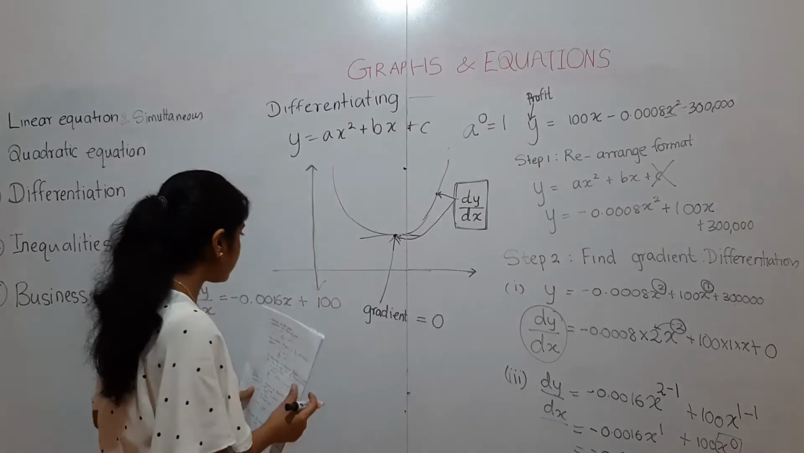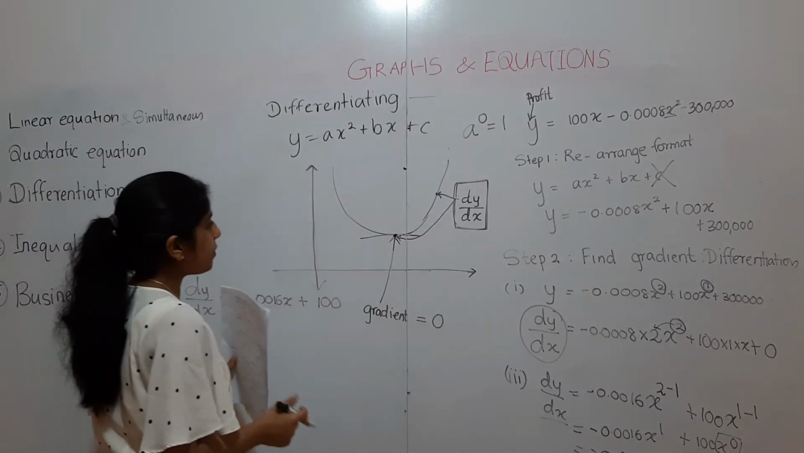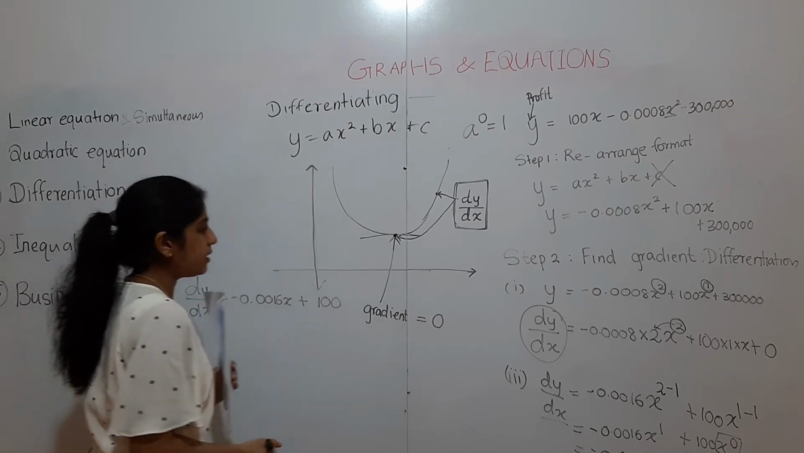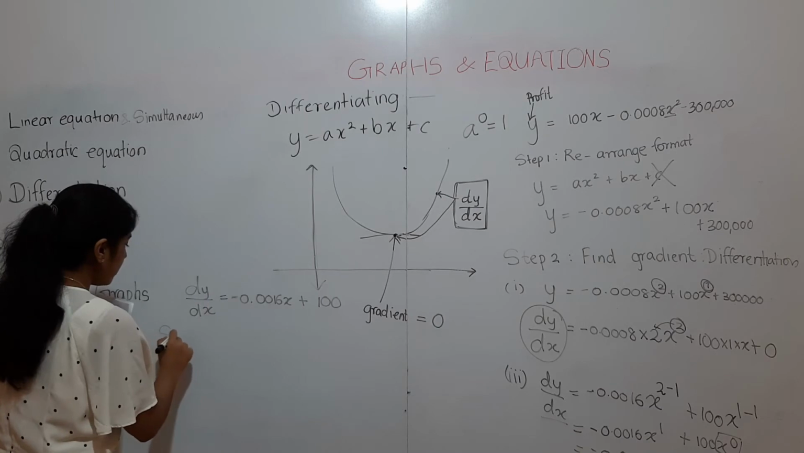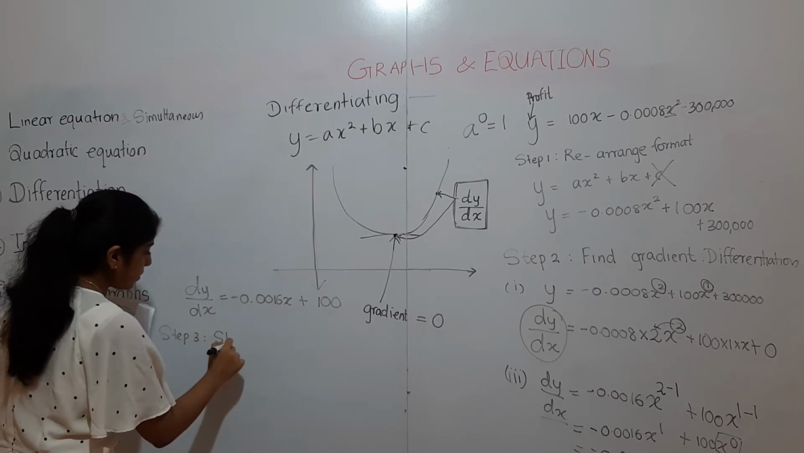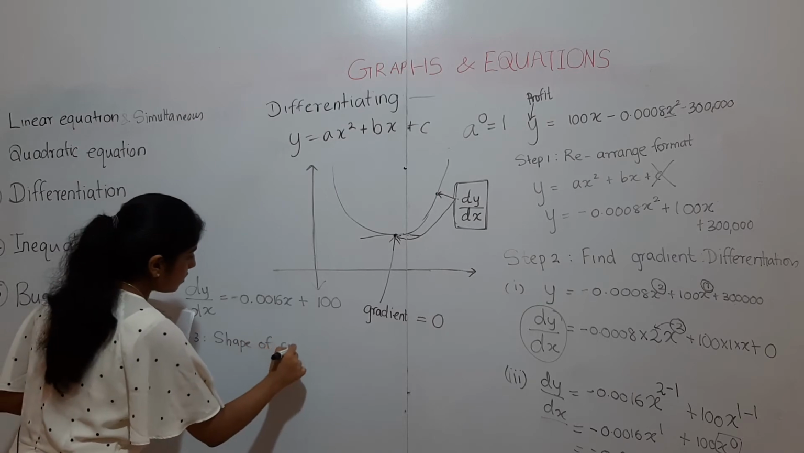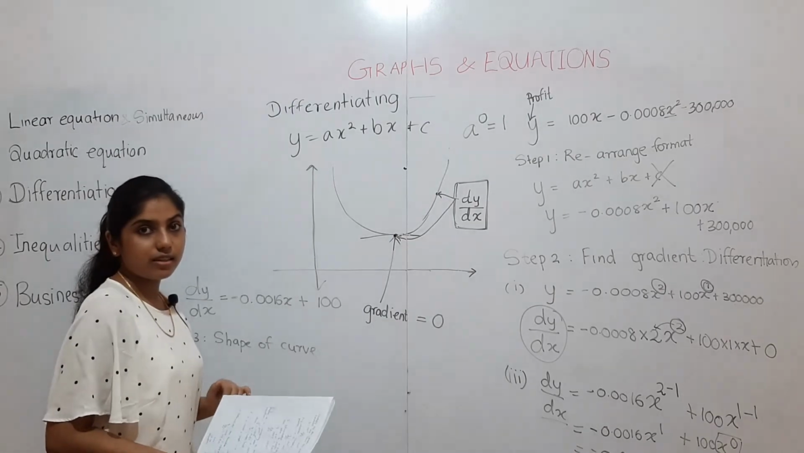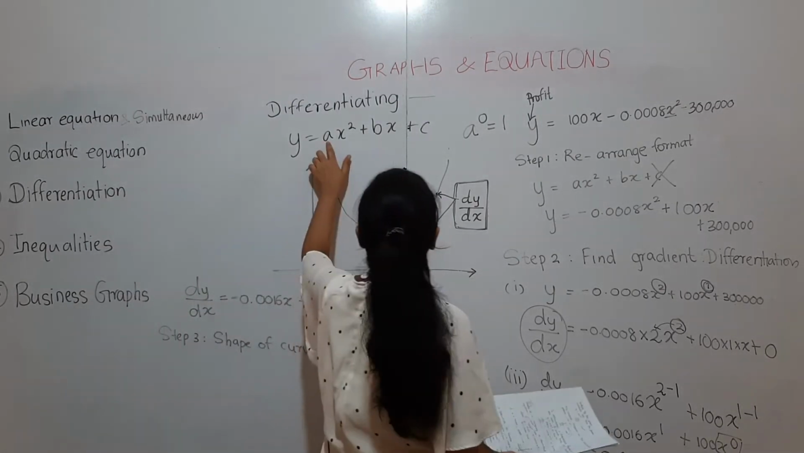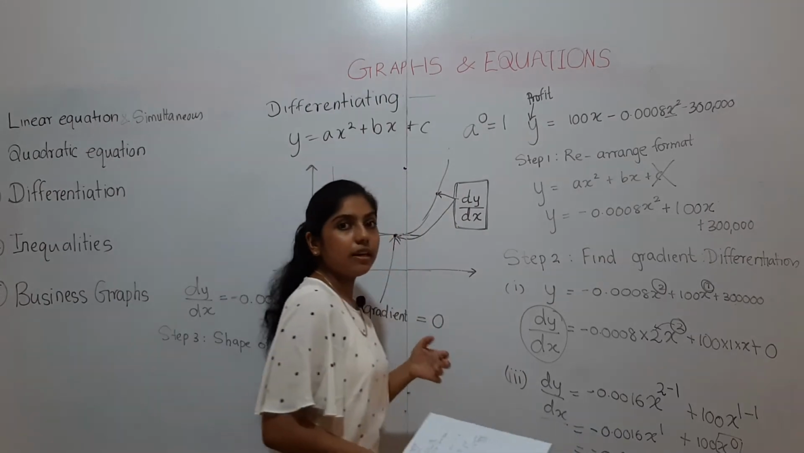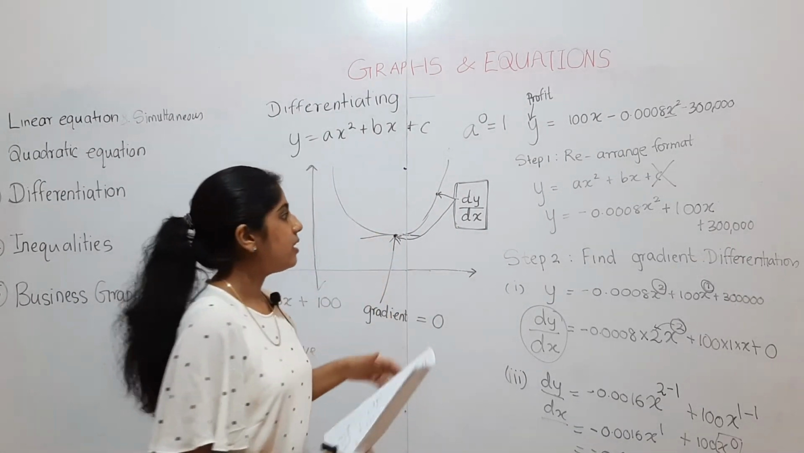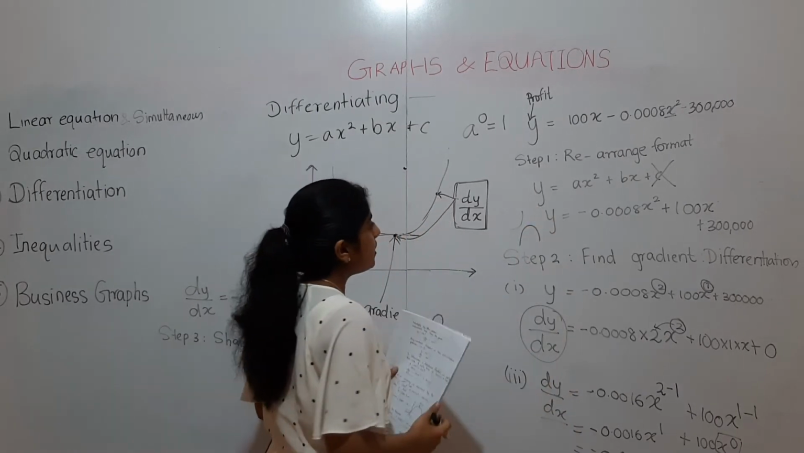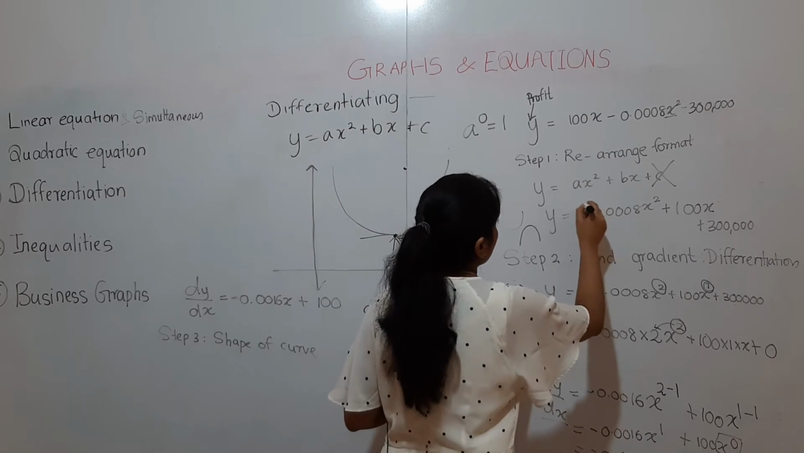Now, first of all, let's determine the shape of the graph. Step 3 is finding the shape of the curve. What is the shape of the curve? You don't have to draw it to say that. You can straight away look at the sign of A. I told you all, if A is a plus, it will be a U-shaped one, and if A is a minus, it will be a bell-shaped one. In this case, A is a minus.